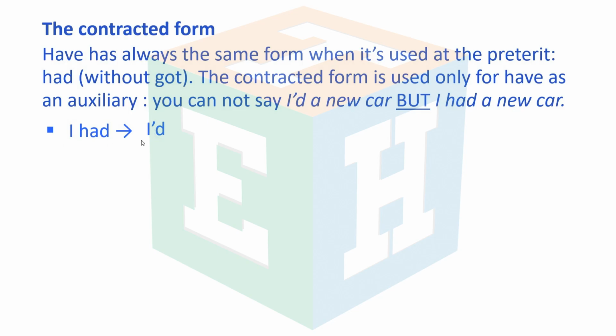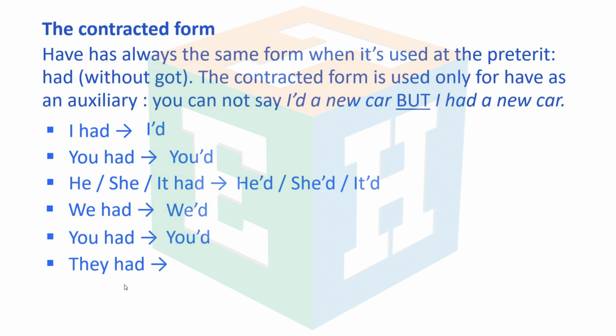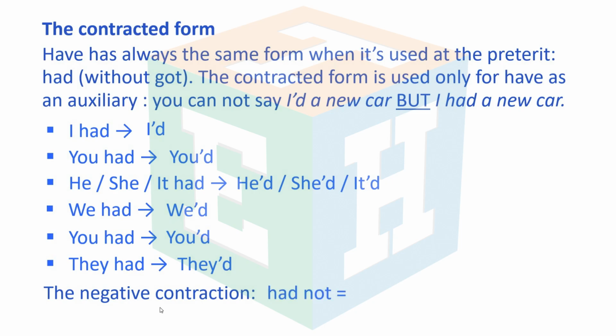I had, I'd. You had, you'd. He, she, it had becomes he'd, she'd, it'd. We had becomes we'd. You had becomes you'd. They had becomes they'd. The negative contraction had not becomes hadn't.